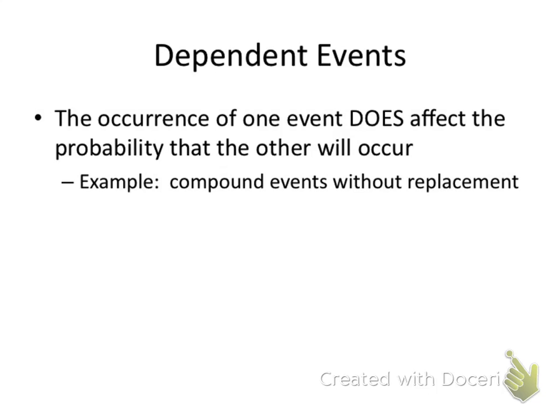Okay. For dependent events, the occurrence of one event does affect the probability that the other will occur. So compound events without replacement, such as when you have a jar full of marbles and you draw one out but don't put it back. The next time you draw, the total number in the jar has changed, right? So that second probability won't just be a theoretical probability, it'll be a probability given the first event already happened.